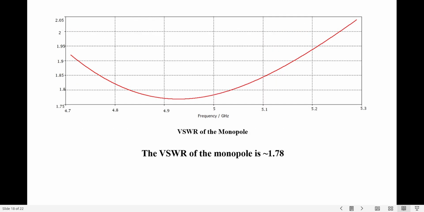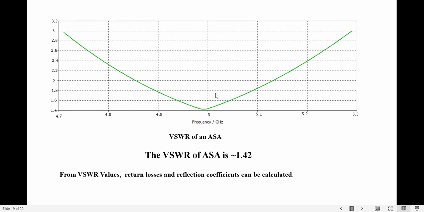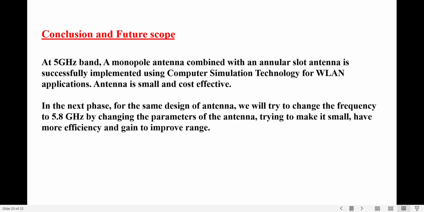So VSWR. VSWR is actually the voltage standing wave ratio. It is calculated from transmitted and reflected voltage standing waves in a radio frequency. So our VSWR at 5 GHz frequency for the monopole is 1.78. We can clearly see here, this is 1.78 for the monopole, and this is 1.42 at 5 GHz frequency, 1.42 calculated for the ASA antenna. So conclusion and future scope.